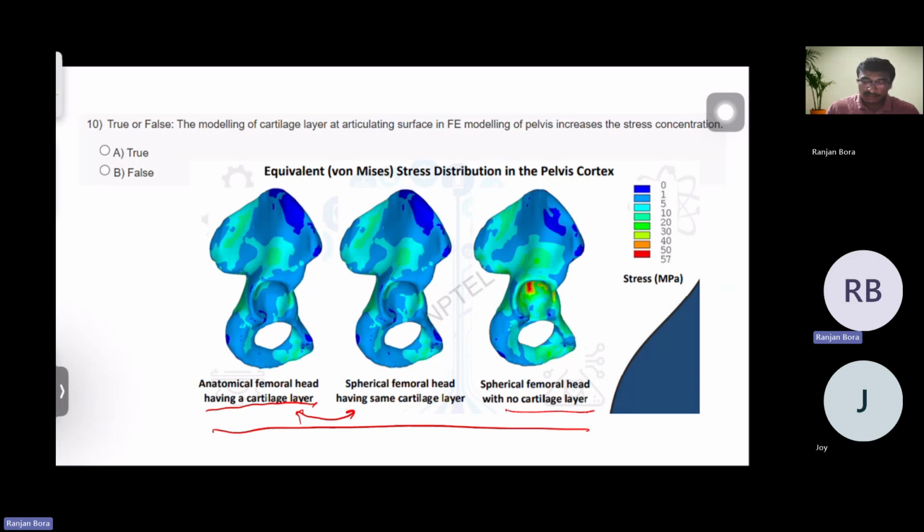So when they did not consider the cartilage layer, you can see the stress values are higher, around 57 megapascal. But when they consider the cartilage layer, the stress values are less than the maximum in these two cases. So the modeling of cartilage layer does not increase the stress concentration, instead it decreases the stress concentration. So it is a false statement. Option B.